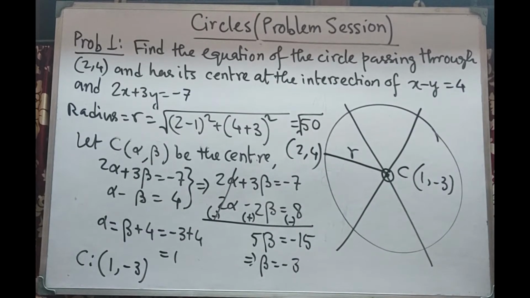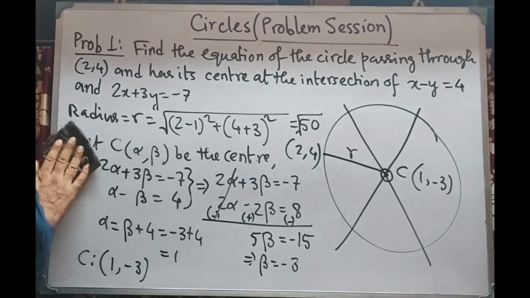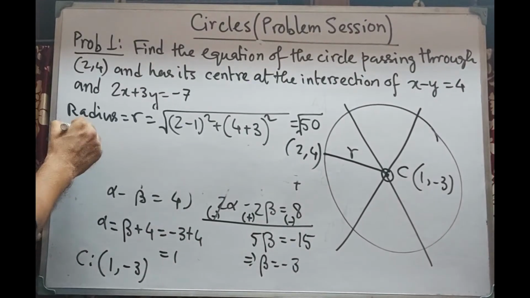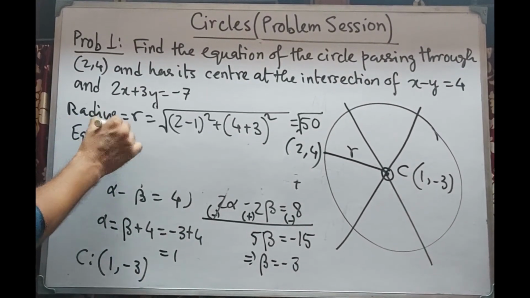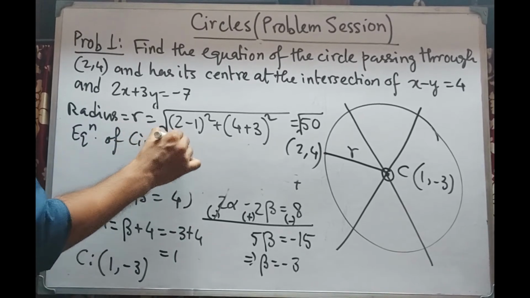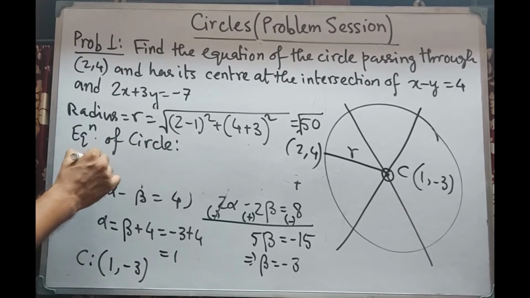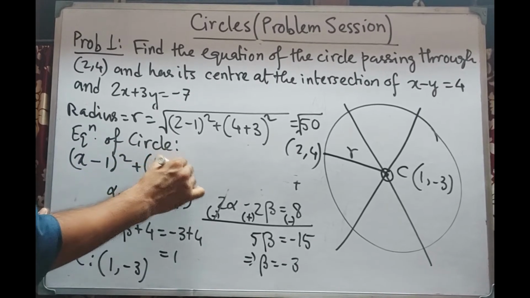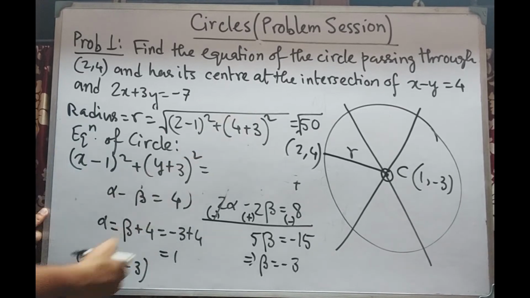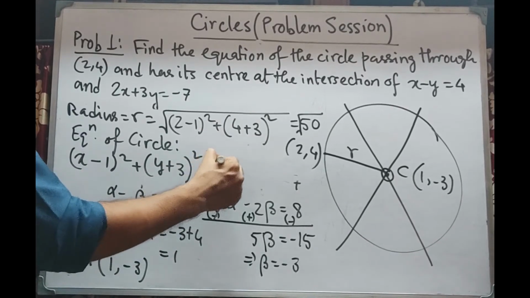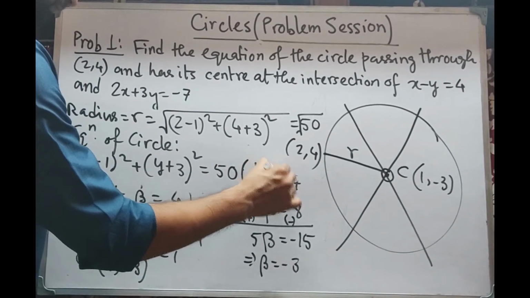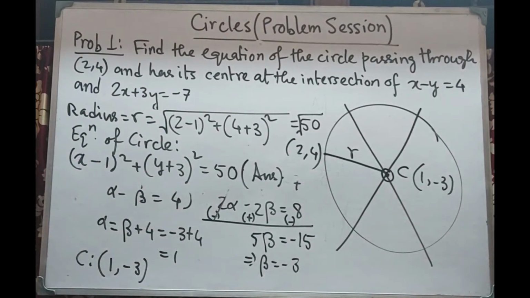So the center you are having, the radius also you are having, so you can easily write the equation of the circle, and that should be given like x minus 1 whole square plus y plus 3 whole square is equal to radius square, that means it should be 50. So this is our answer. I think it is clear to everyone.